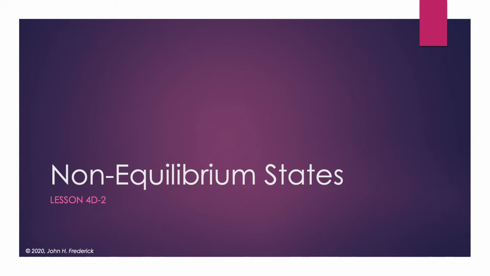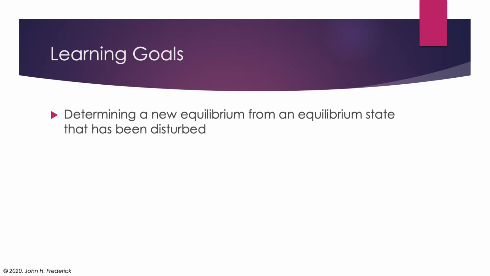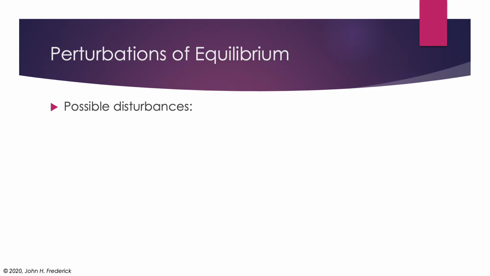We're going to continue now with our treatment of chemical equilibrium and talk about non-equilibrium states. In particular, these are going to be states where we start at equilibrium, but we do something to the reaction that removes it from equilibrium, and then look at how it responds to restore equilibrium. So our learning goals are going to be determining the new equilibrium when we start from an equilibrium state that has been disturbed.